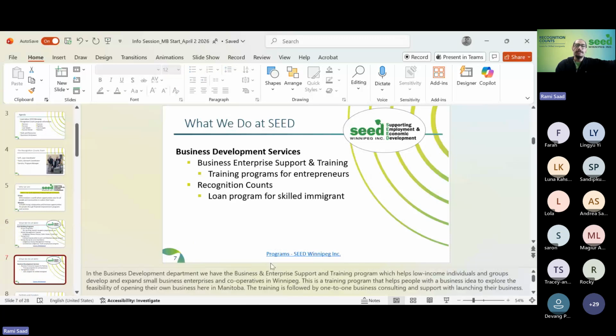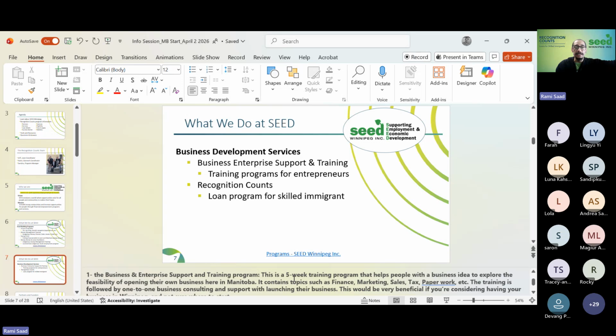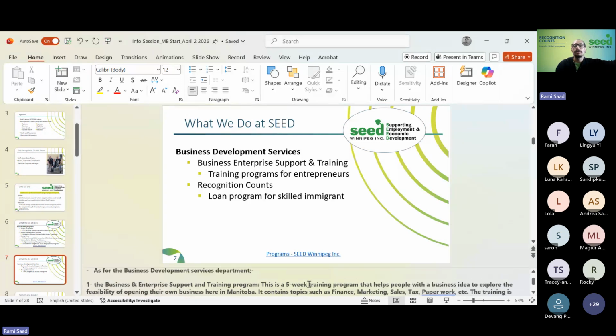The second department we have here is the Business Development Services, and this department consists of two programs. The first one is the Business Enterprise Support and Training, in other words, BEST. This is a 5-week training program for people who have a business idea and want to explore the feasibility of opening their own business here in Manitoba. So you're going to learn more about finances, marketing, sales, tax, and what paperwork is needed.